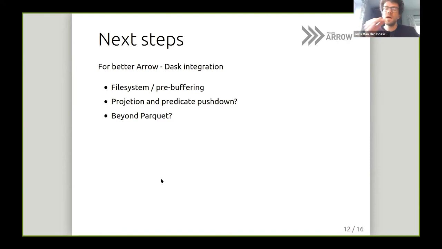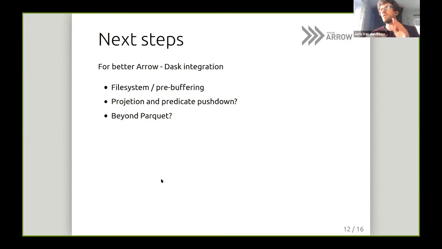The predicate pushdown in Arrow, for Parquet at least, uses the information of the row group statistics, but it will actually also not only filter on that level, but also filter on the row level. So by pushing that down, if you have a filter filtering out a lot of data, you avoid the conversion from Arrow to pandas for that data. So that can also give an additional improvement there. For now, it's also only Parquet.